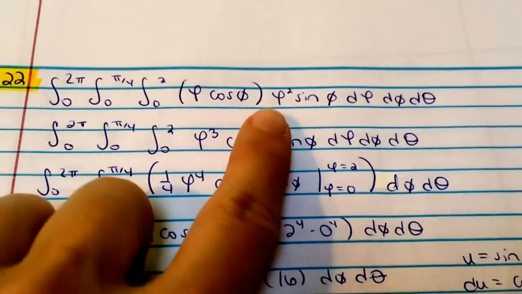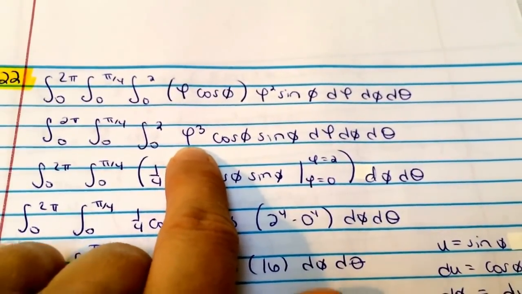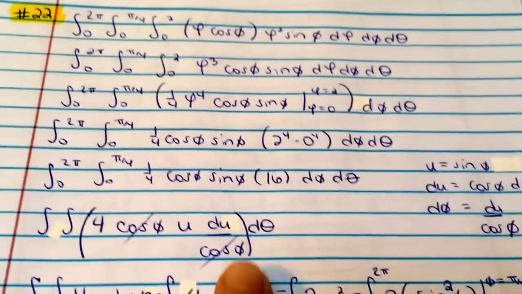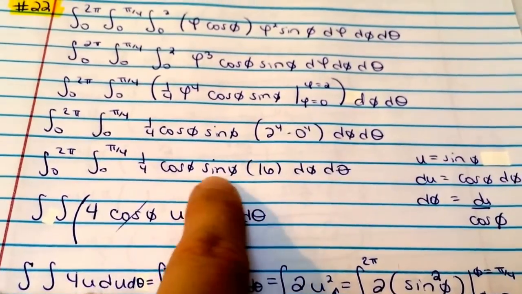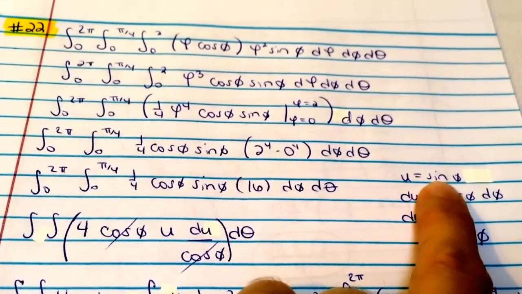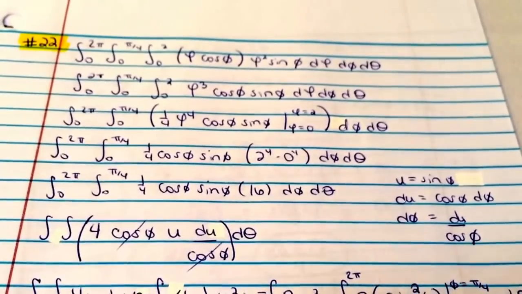So notice here you had a rho squared. Here you had a rho. It's rho cubed. Integrate with respect to rho first. Plug in and simplify. Then notice this needs a u substitution. I chose my u to be sine just so I didn't have to deal with the negative. If you chose your u to be cosine, this would work also, but you'd have to deal with the negative. So I chose it to be sine.